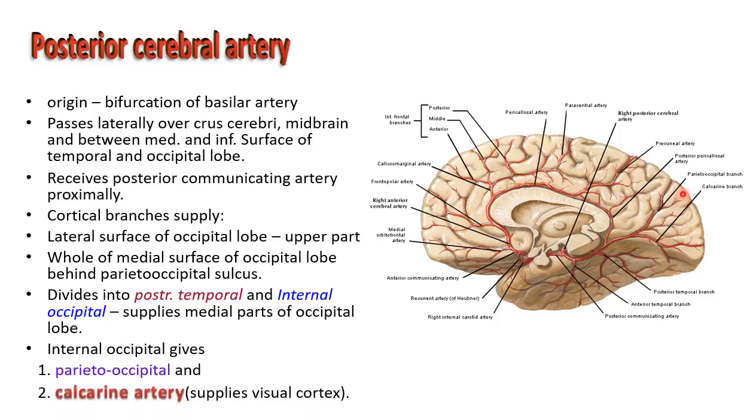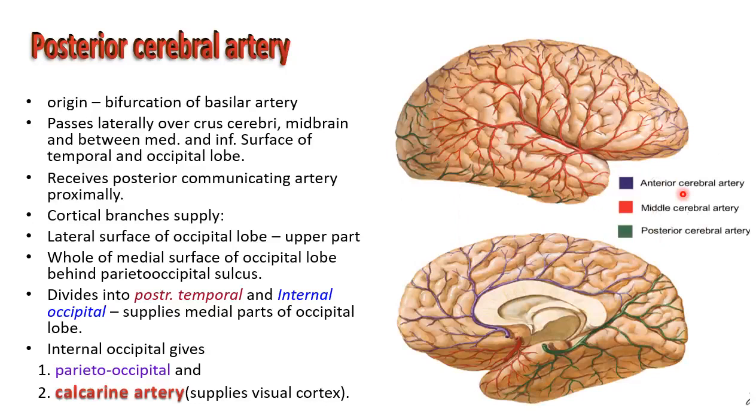The calcarine artery mainly supplies your visual cortex, sparing the macular region. So it supplies your visual cortex, but sparing the macular region. Macular vision is not disturbed when there is occlusion of the posterior cerebral artery.